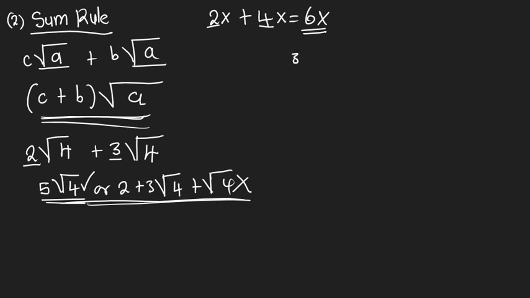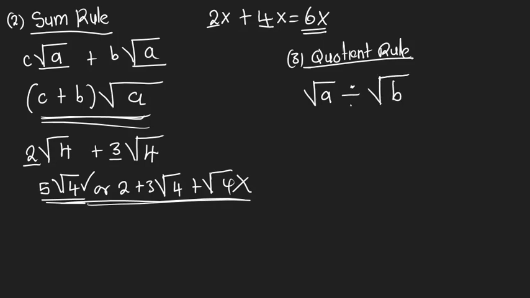The third rule I want you to understand is called the quotient rule. Make sure you have a pen and a paper and you're writing. The quotient rule. What does quotient rule mean or imply? If you've got, for example, the square root of A, then you are dividing it by the square root of B. How do you write it? This is just the same as the square root of A divided by the square root of B.